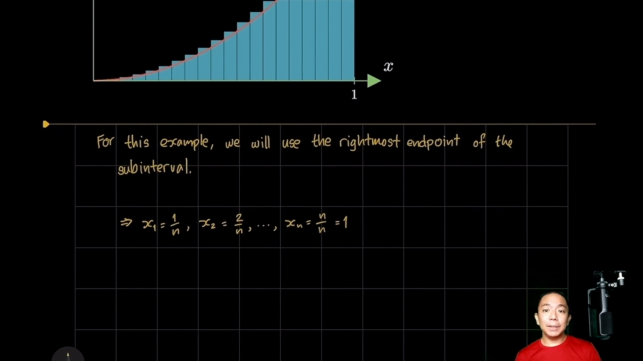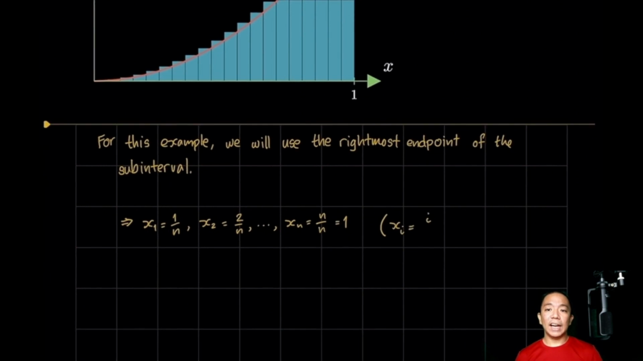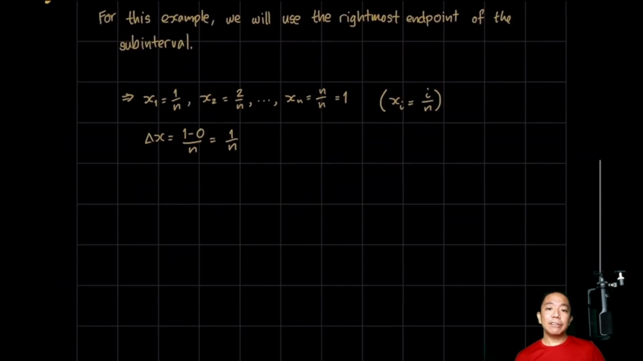Ano ulit ibig sabihin nun? Yung nth rectangle natin, yung nth subinterval, yung height niya, yung nasa pinakakanan, which is yung n over n or 1. So f of 1, yung height ng rightmost rectangle natin. So, ang convention natin ay ang x sub i ay equal sa i over n. And let's not forget that our delta x here will be given by yung b minus a over n or 1 minus 0 over n or 1 over n.